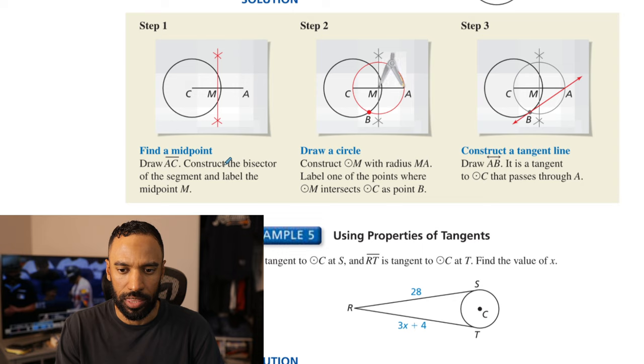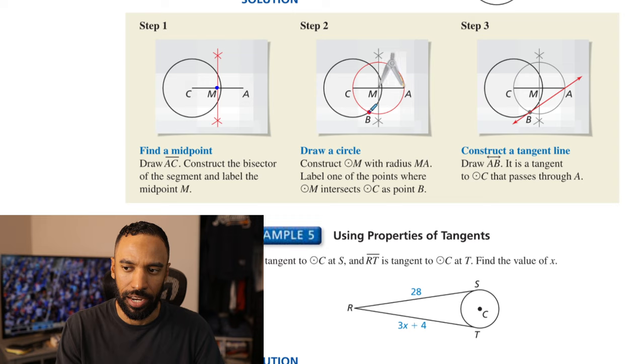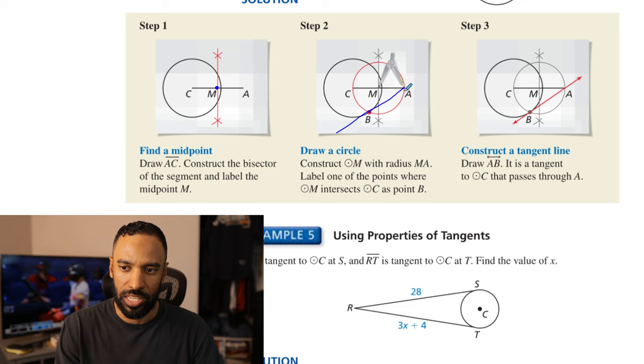They do a perpendicular bisector version, but the goal is to just get that point, I guess. Now M is going to be the center of this circle AC. So now they get to draw a circle around there, and wherever B hits right here, from A to B is going to be a tangent line.